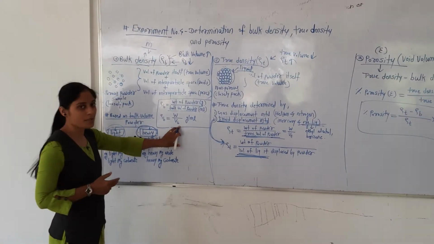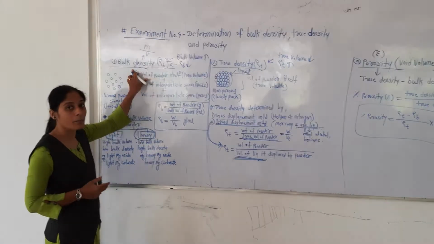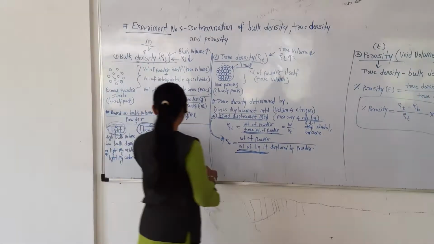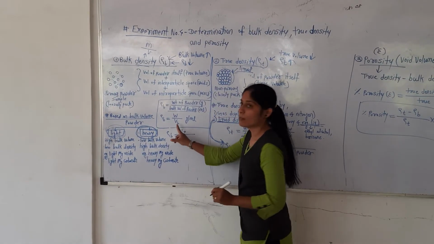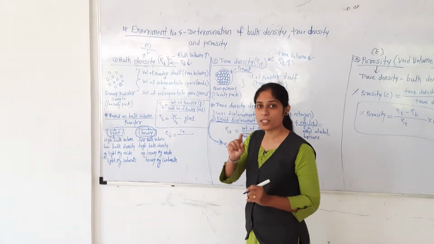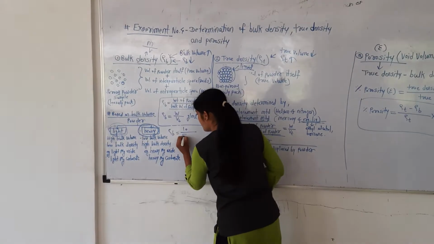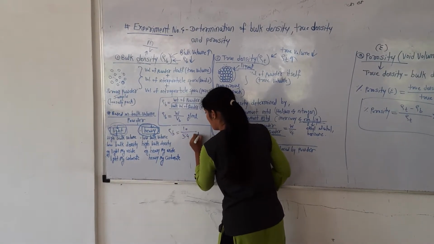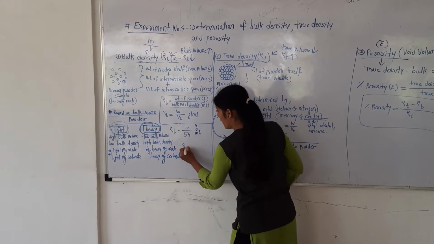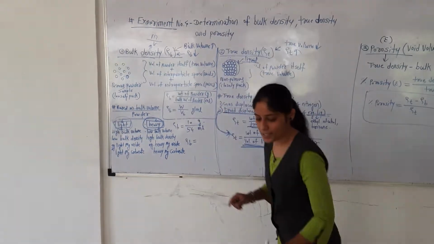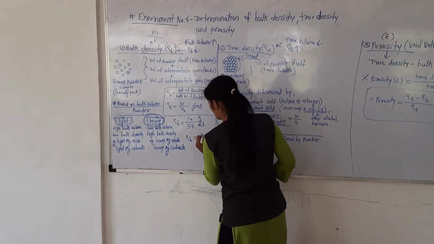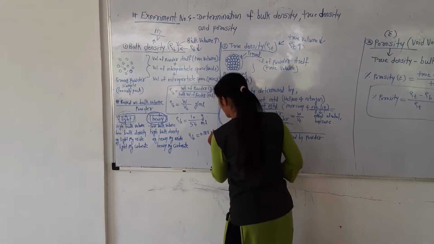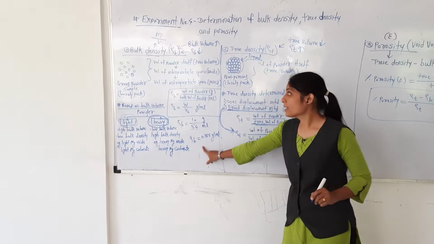So see here, we use this formula for determination of bulk density. Weight of powder sample is 10 gram, and bulk volume we note down by using the measuring cylinder, that is 54 ml. So when we divide, the answer is 0.185 gram per ml. This is your bulk density.